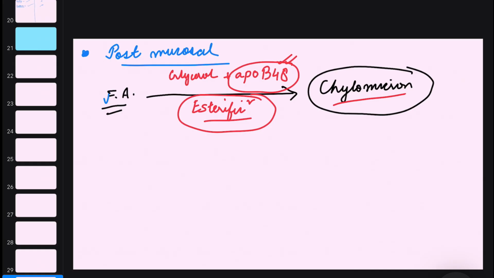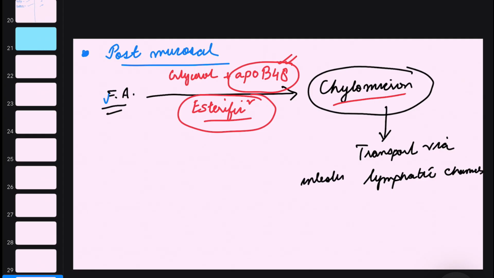Very, very important. Now, these chylomicrons will be loaded up into the vessels. And what vessels is fat transported in? This is basic biology. Are they transported in blood vessels like proteins and carbohydrates? No. They are transported via lymphatics. Which lymphatic channels are we talking about over here? Intestinal lymphatic channels. Okay, this is the physiology.